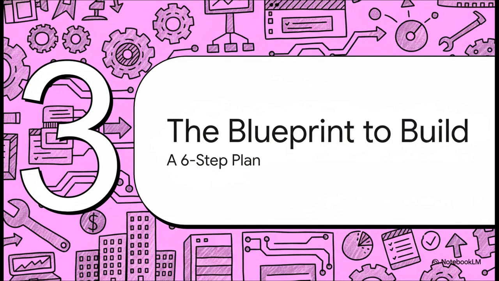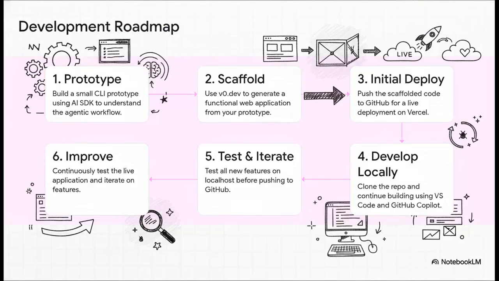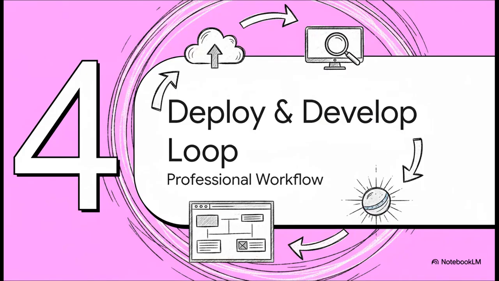All right, we've got the tools, now we need the plan. Here is the 6-step blueprint we're going to follow to take your web application from just an idea all the way to a live deployment. This roadmap really lays out a professional-grade workflow. And you can see the logic, right? We start small with a simple prototype just to get comfortable. Then we hit the accelerator and scaffold the app, and from there we fall into this fantastic rhythm of developing locally and deploying continuously. Now, let's really zoom in on steps 3, 4, and 5.